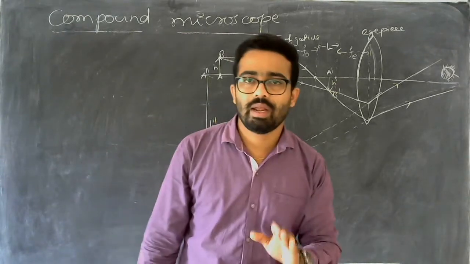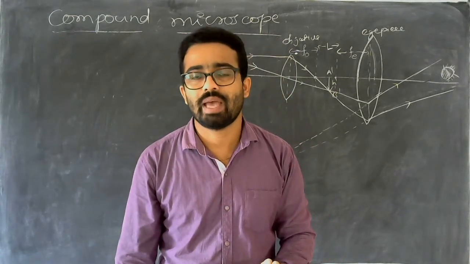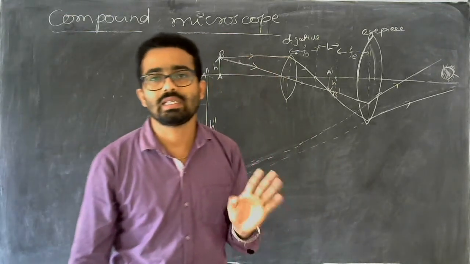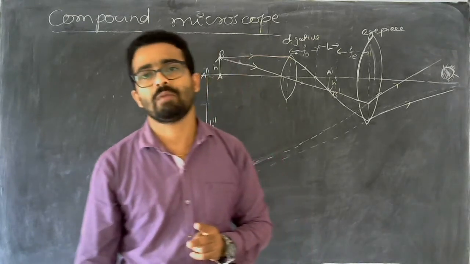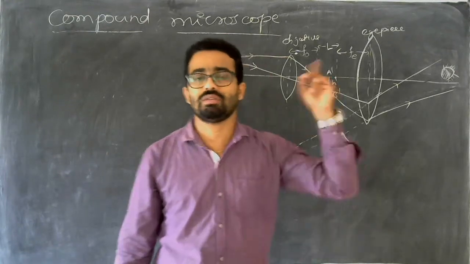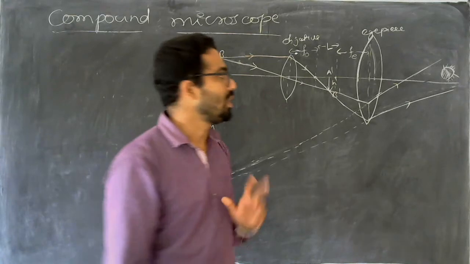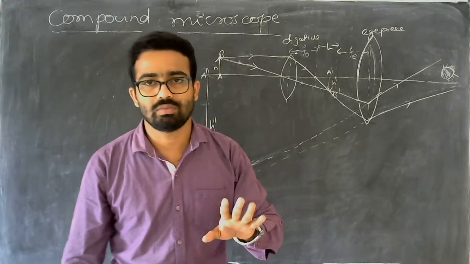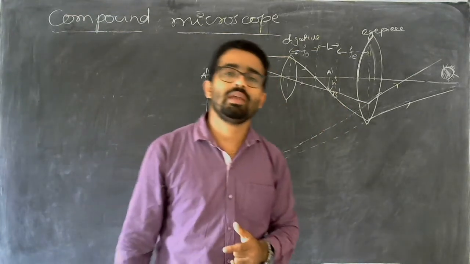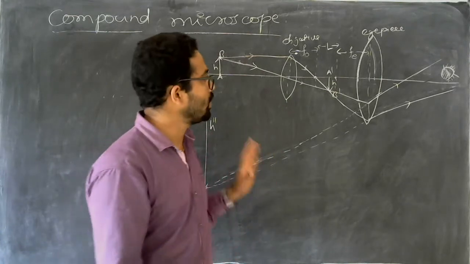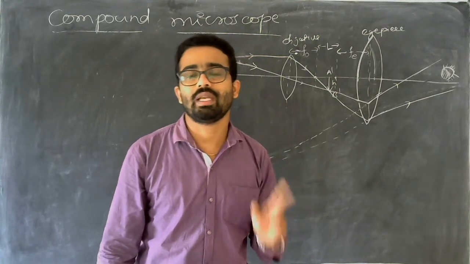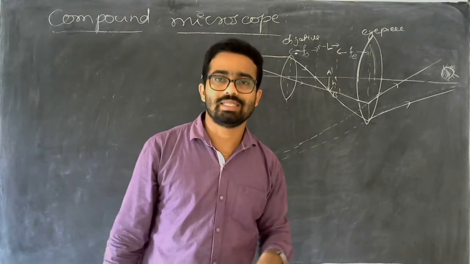And also one more factor I told you in the same session: the magnification produced by a combination of lenses is given by the product of the magnifications produced by each lens. That's why I wrote that equation while deriving it as m is equal to m1 into m2. So here also we are using two lenses. Whenever we are using two lenses, we can find the magnification by taking the product of the magnification produced by these two lenses.